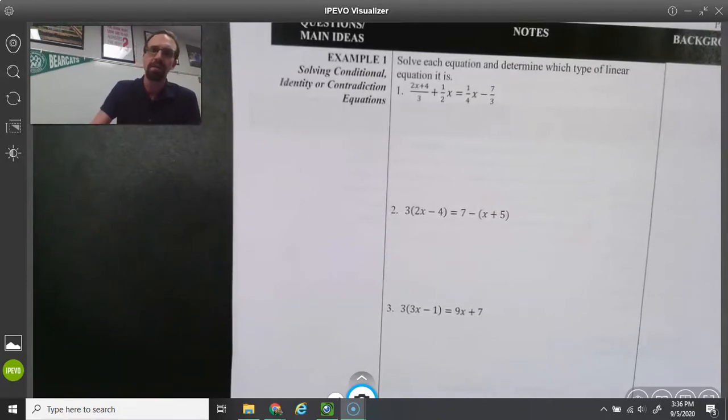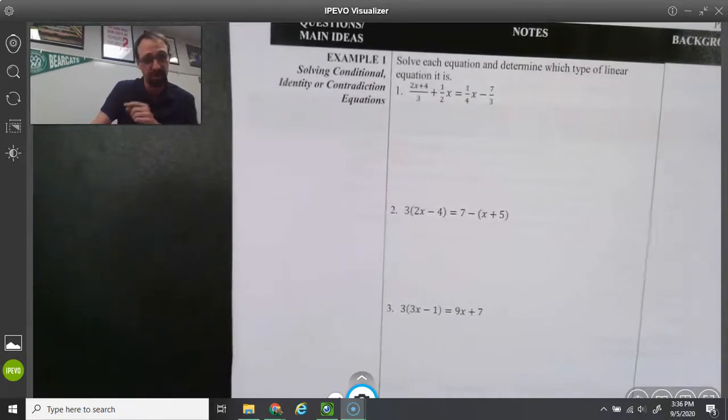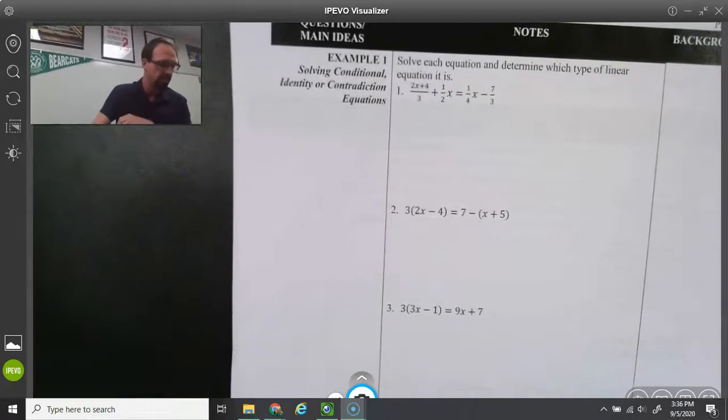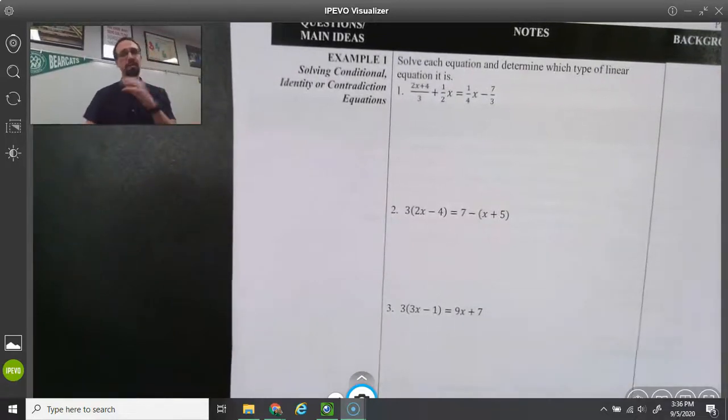One of the things that you can do to clear fractions is look for a common denominator that you can multiply through with each of the values. So here I have 3, 2, and 4. So if I take the least common multiple of 3, 2, and 4, I end up with 12. How did I get that? Well, 3 times 4, because 2 is contained within 4. 3 times 4 is 12, so I can multiply through both sides by 12.